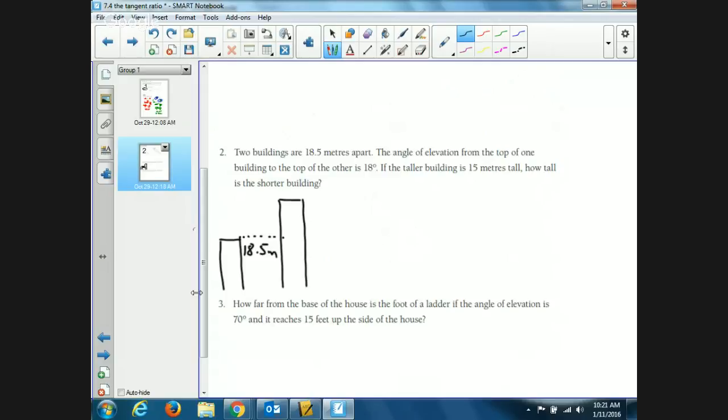The angle of elevation from the top of one to the top of the other is 18 degrees. My drawing isn't quite like that, is it? Maybe I'll make it look a little more like 18 degrees. So this angle here, the angle of elevation, is how much it goes up. This angle, we're told, is 18 degrees. The taller building is 15 meters tall.